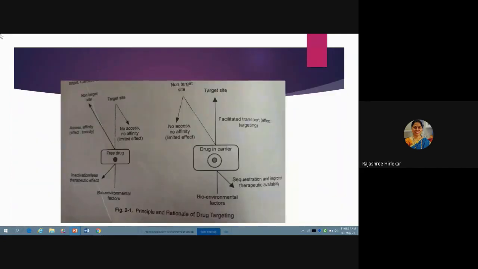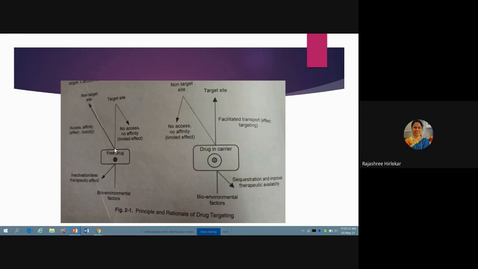So here we'll see how the simple drug and the targeted drug delivery system act. This is a free drug, and you can see this is a solid line and this is a dotted line. When you have the free drug, it goes to all the sites, all non-target sites. So they are able to access these non-target sites. They have got affinity for these non-target sites. What is the effect of this? The effect of this is toxicity.